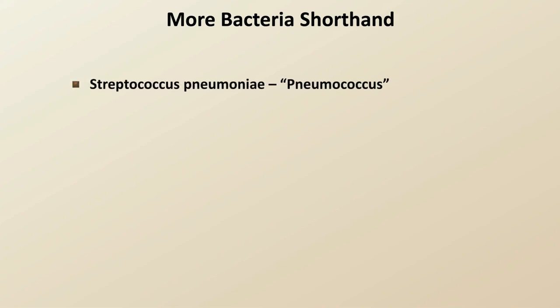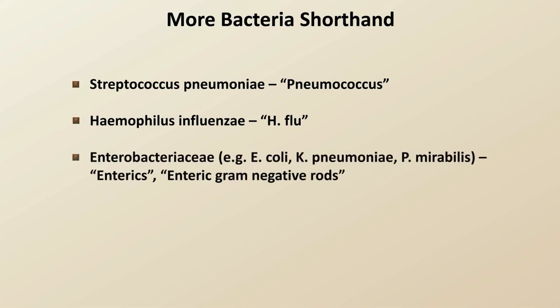I started this lecture with a brief word about how people commonly referred to specific bacteria. I'll end the lecture by revisiting this issue with some more bacteria shorthand with which one should be familiar. Streptococcus pneumoniae is often referred to as pneumococcus. Haemophilus influenzae is almost always called H. flu. The large family of gram-negative bacteria, called Enterobacteriaceae, is often referred to as enteric gram-negative rods or just plain enterics. This shorthand is potentially confusing since there are many gram-negative rods which are commonly found within the GI tract which are not formally members of this family.